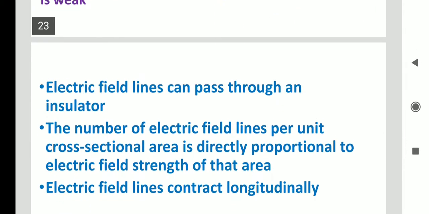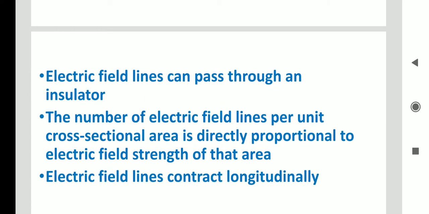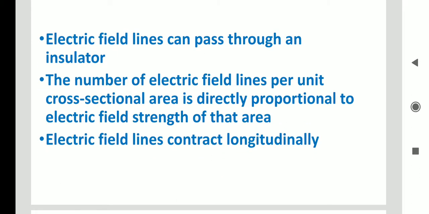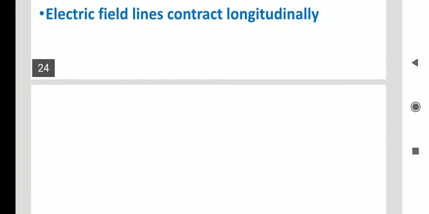Electric field lines can pass through an insulator. The number of electric field lines per unit cross-sectional area is directly proportional to the electric field strength of that area. Electric field lines contract longitudinally.